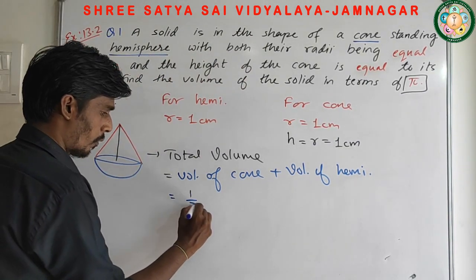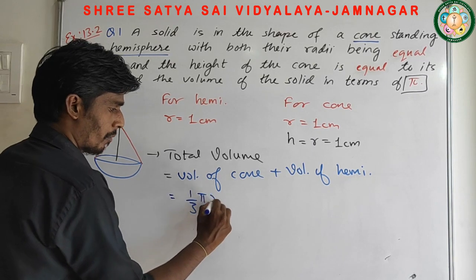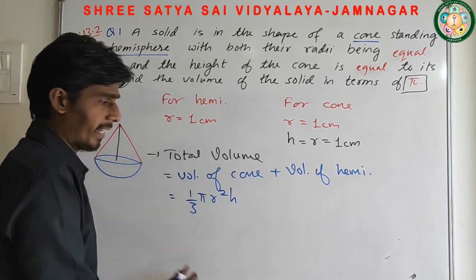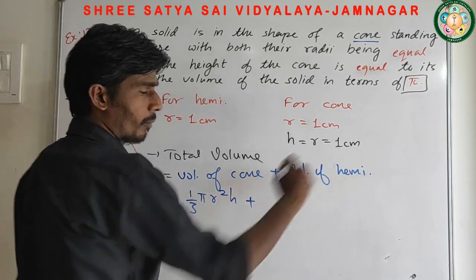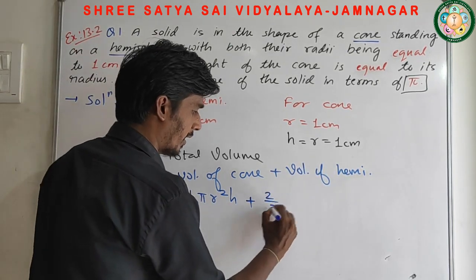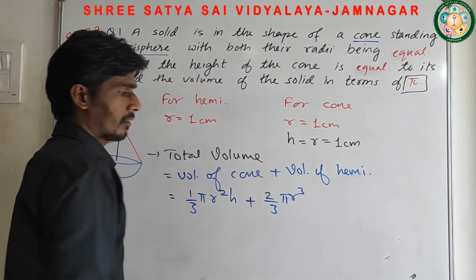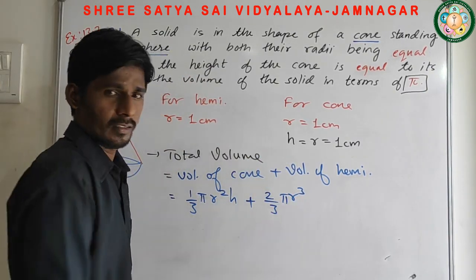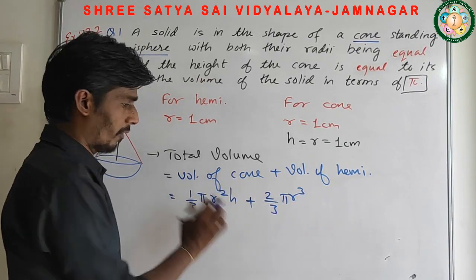It's 1 by 3 pi r square h, plus what is the volume of hemisphere? It's 2 by 3 pi r cube. Now this is 1 by 3 pi r square h, 2 by 3 pi r cube. Volume of hemisphere, volume of cone.